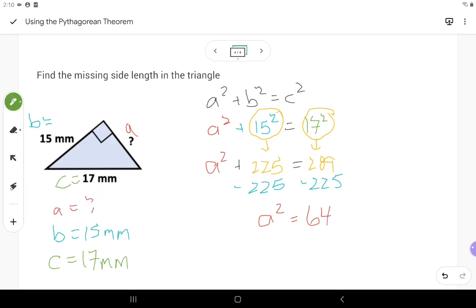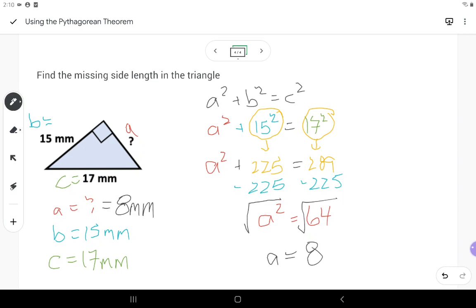But I don't want a squared. I want a all by itself. So I need to take the square root of a squared and the square root of 64. The square root of a squared becomes a. The square root of 64 is 8. And so our missing side length was 8 millimeters.